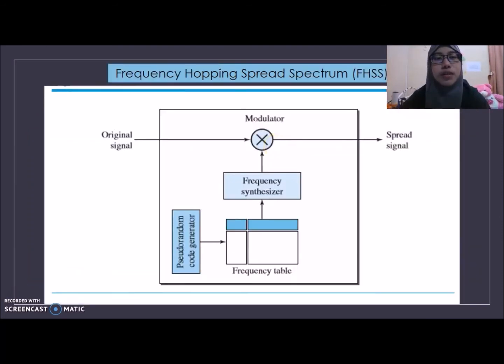Okay, now we are moving to frequency hopping spread spectrum, FHSS.